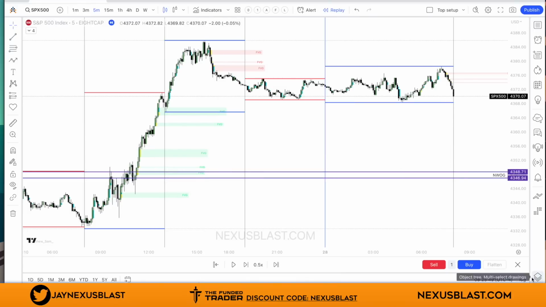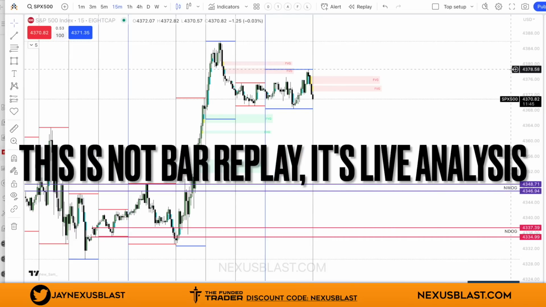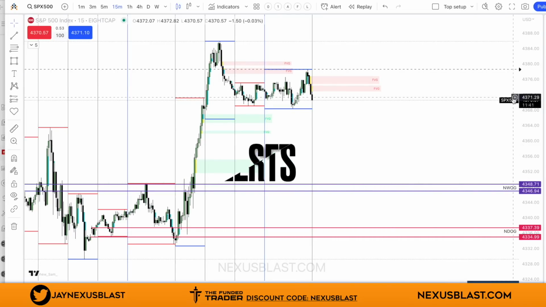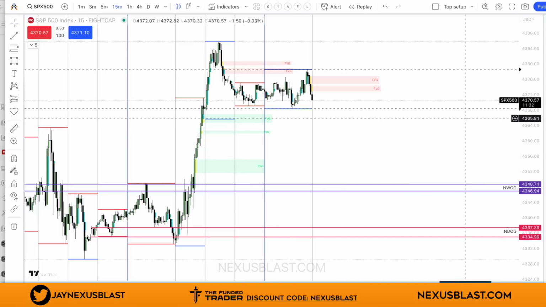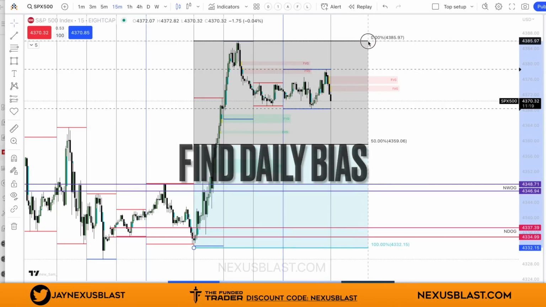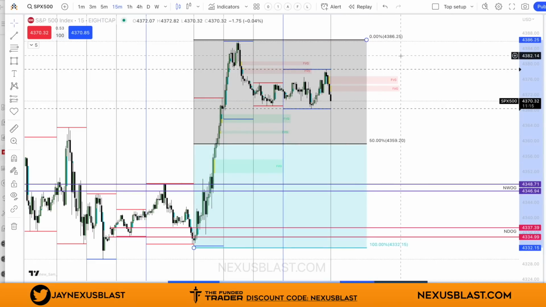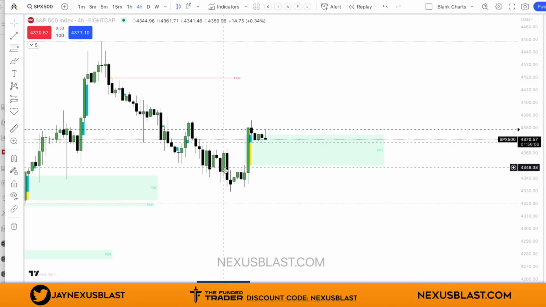And now our chart looks like this. I'm now on a 15-minute chart, and I add the alerts on the liquidity high and low of the previous session. I'm going to start looking for the draw on liquidity as well. So I pull a fib from the low to the high, and then I start looking at the optimal trading scenario for me.